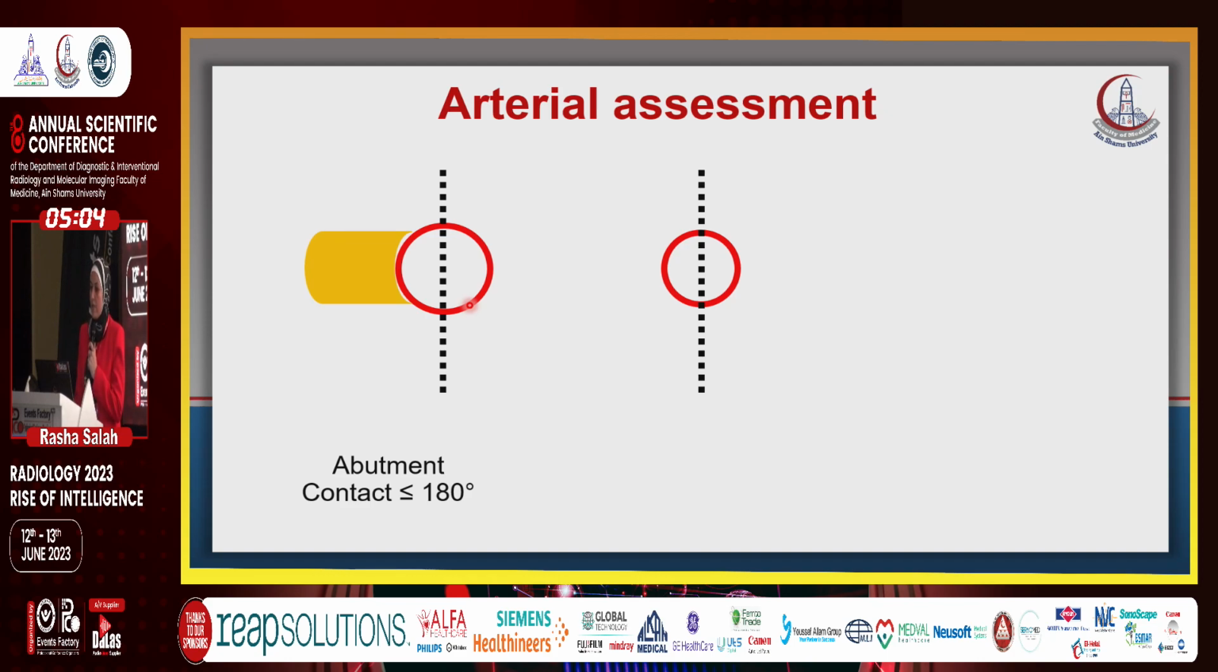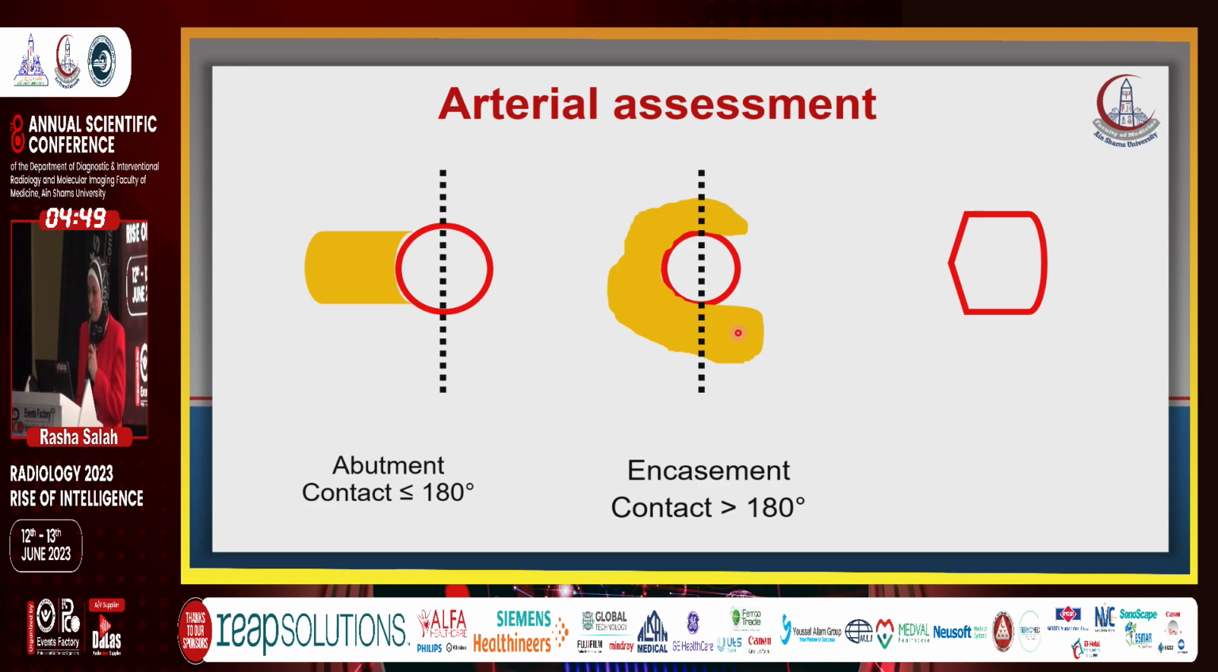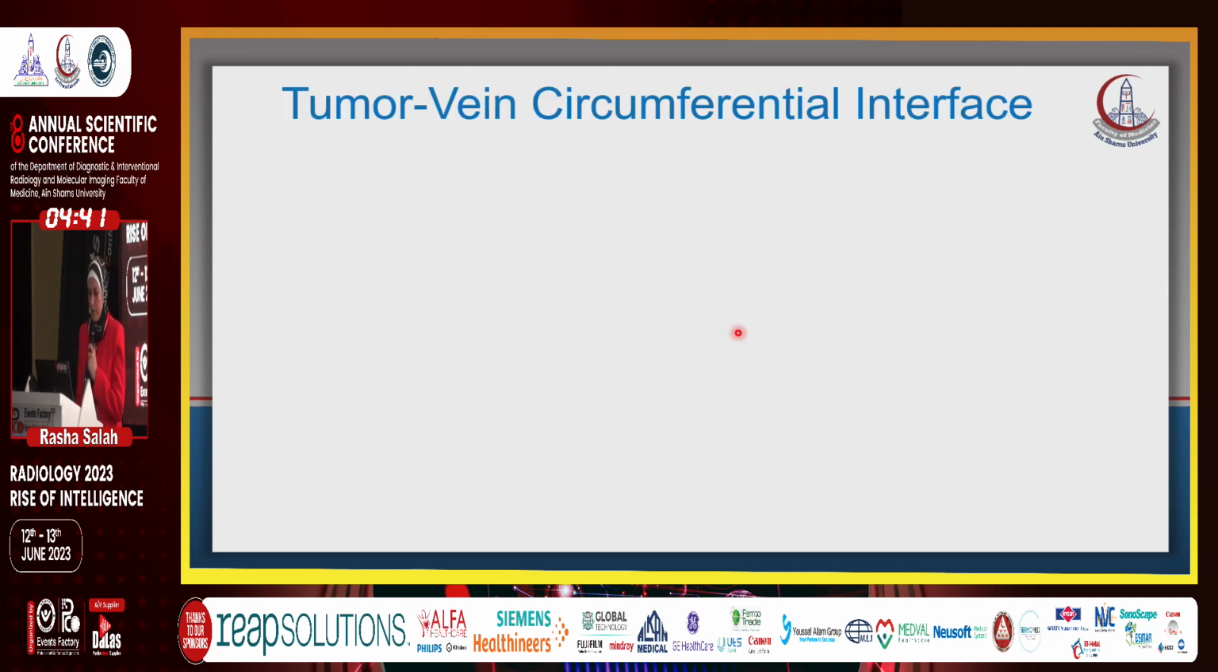Again, to identify the other tumors where there is contact by more than 180 degrees, where the artery is completely encased by the mass, this is called encasement, and it is more than 180 degrees. Also, if there is distortion of the artery or irregularity, this is another sign that this is an unresectable tumor.